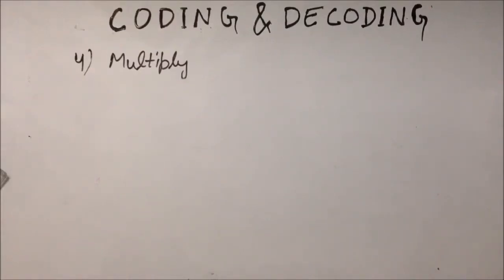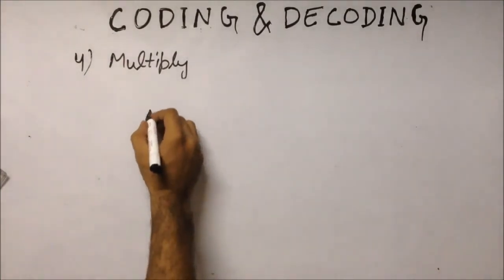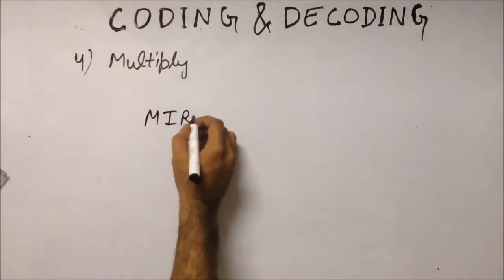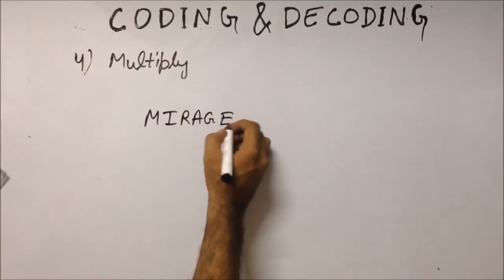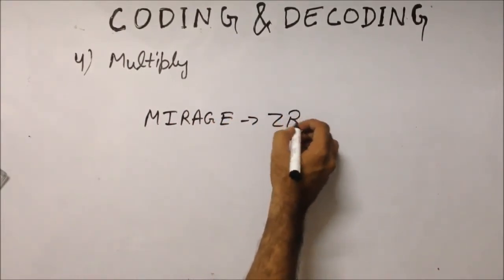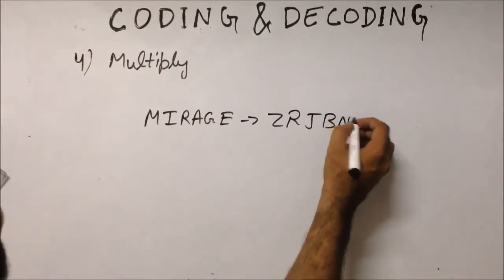Continuing with the next pattern, which is the multiplication pattern. In this pattern you will see questions like these. For example, if the word is MIRAGE, the code for the word MIRAGE is ZRJBNJ.